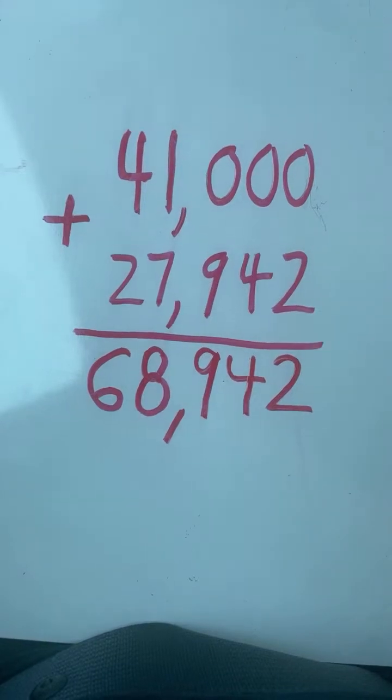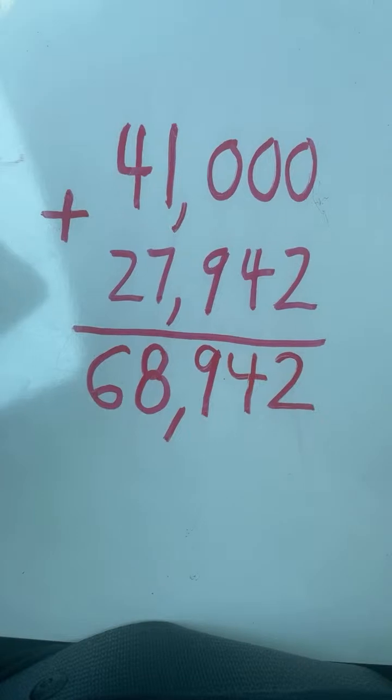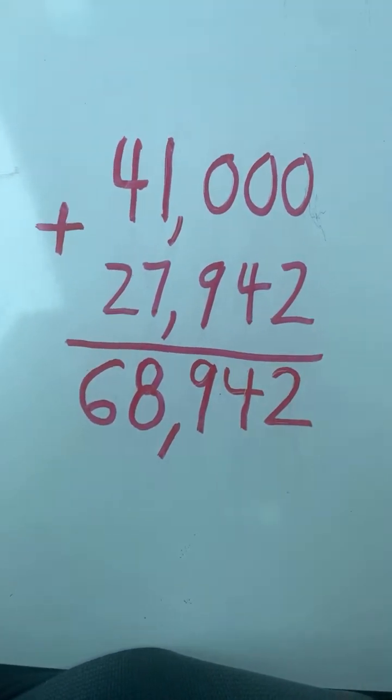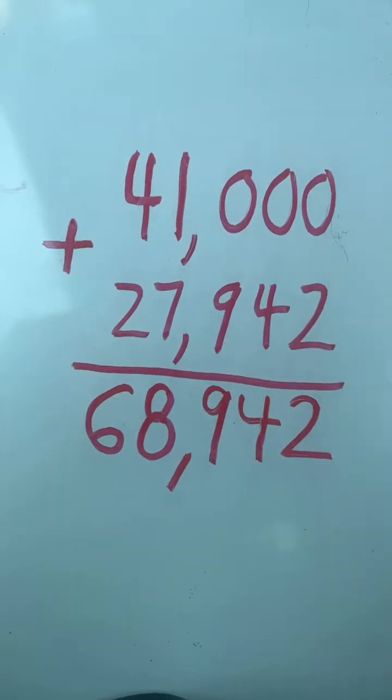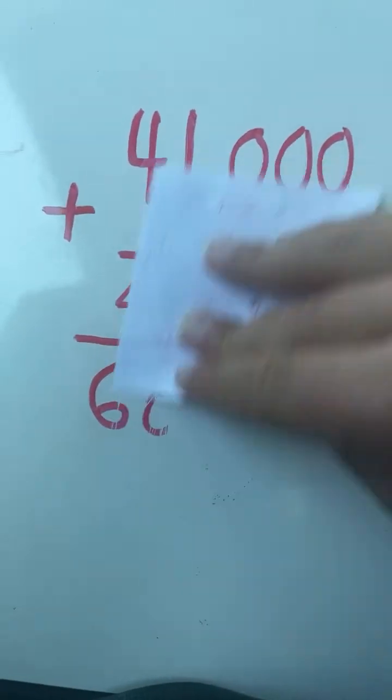41,000 plus 27,942 equals 68,942. So no regrouping was needed for our first example problem. The second example problem, though, will probably need regrouping.